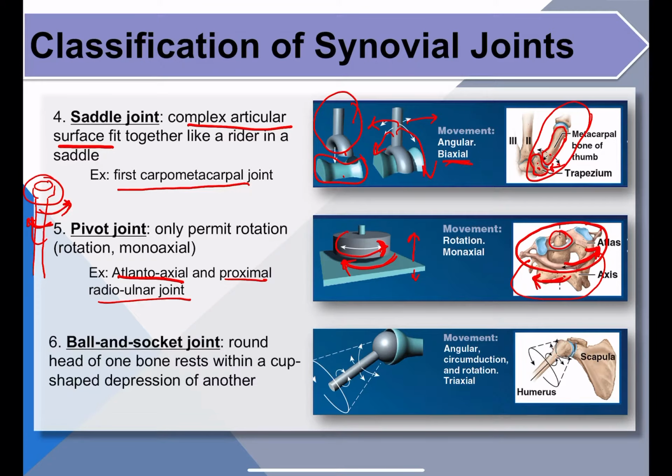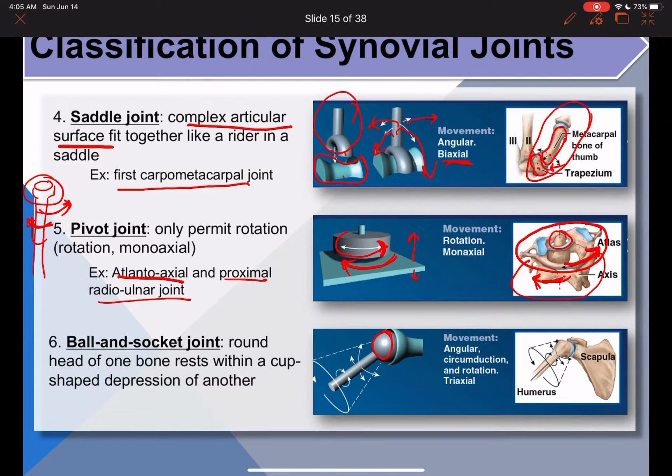The sixth subtype of synovial joint is called the ball and socket. And the name speaks for itself how it should look. There's the round part of the ball, which are bones with a head that are more in that spherical shape, and it fits perfectly into that cup-shaped depression on the other bone.